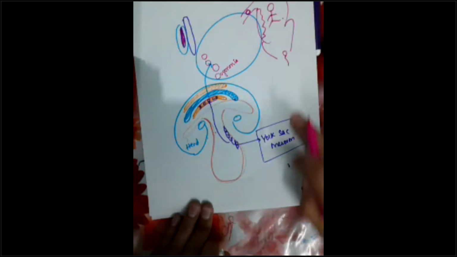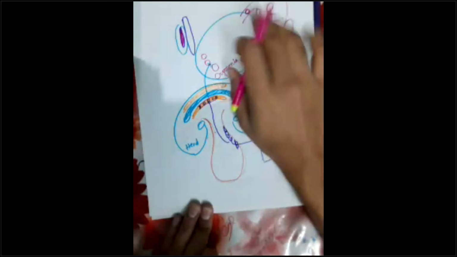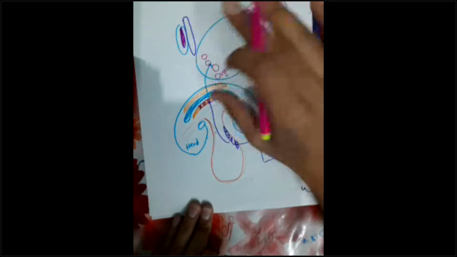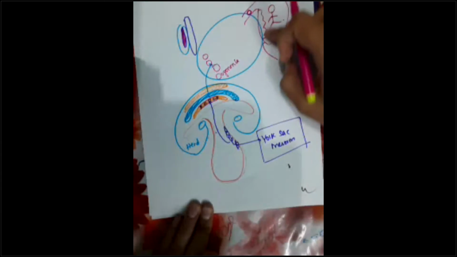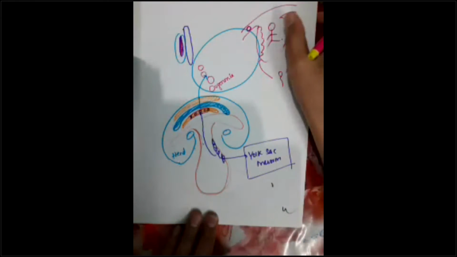Should I remind you that this entire process is taking place during development inside the uterus? The baby is there inside the uterus. Inside the uterus only, the developing baby has developed this ovary, and this process is taking place over here. What process is taking place? Let us discuss some more in detail.